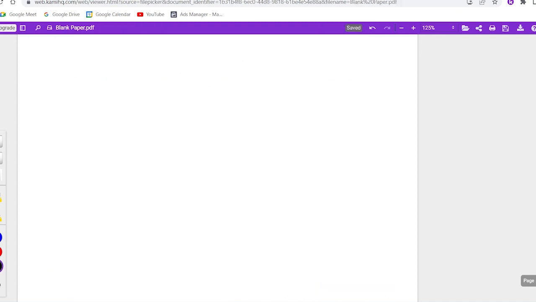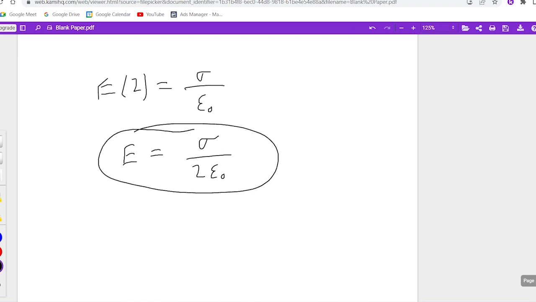And all I'm left with is E, my electric field, equals sigma. I think sigma is still in the numerator. Yep. Oh, whoops. I put the 2 on the wrong side. The 2 is technically still on the electric field side. So electric field times 2 equals sigma over epsilon naught. That means electric field equals sigma over 2 epsilon naught. You just divide both sides by 2. And there's my electric field.